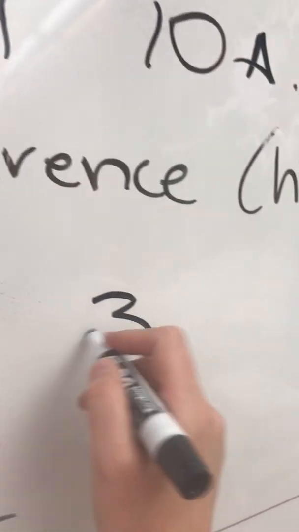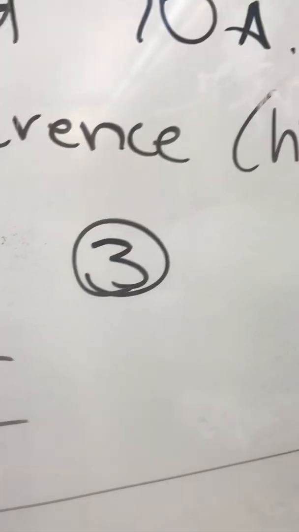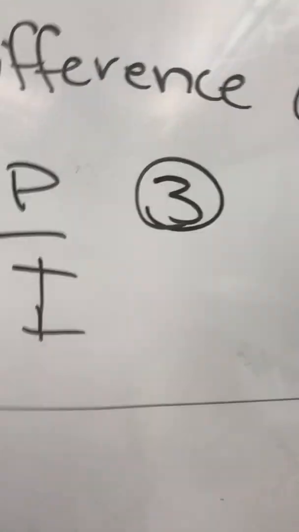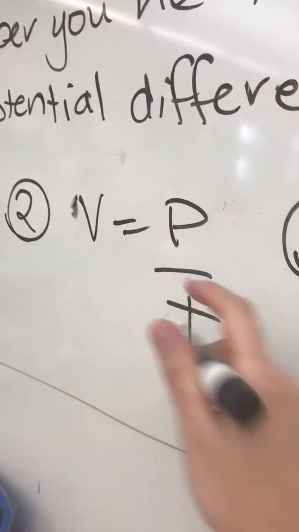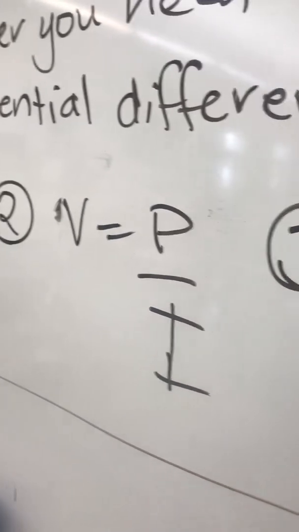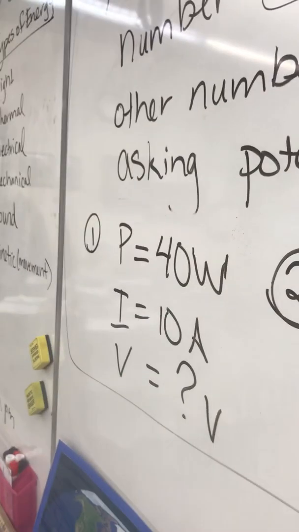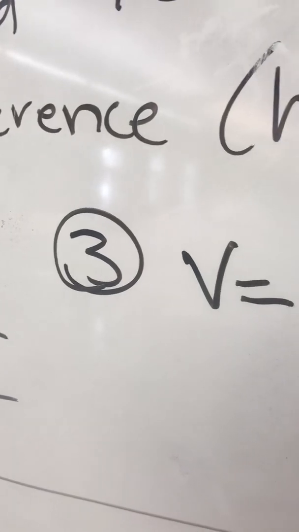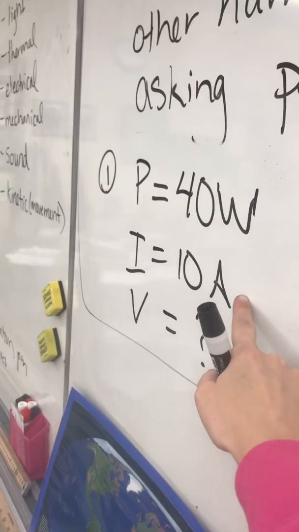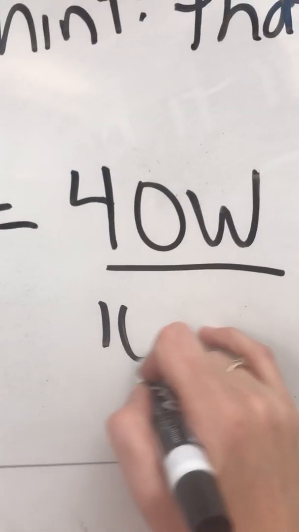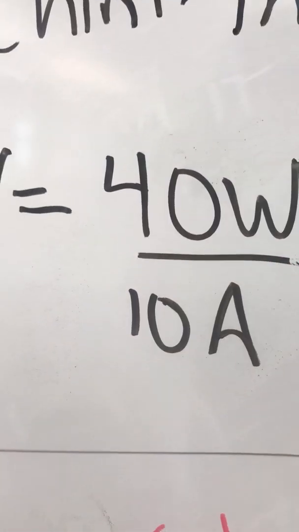Third point, plug in the numbers. What's quite handy is you have them already written. They're right here. So you take your formula, V equals, and you put the P, 40 watts. Then you take your current, which we just wrote was 10 over here. So we have 10 amps.